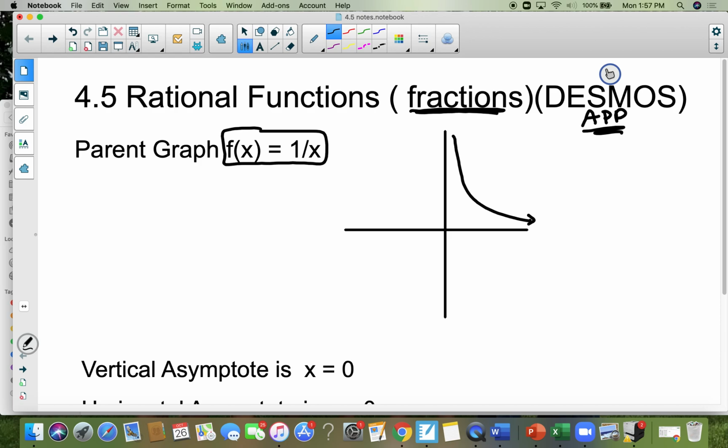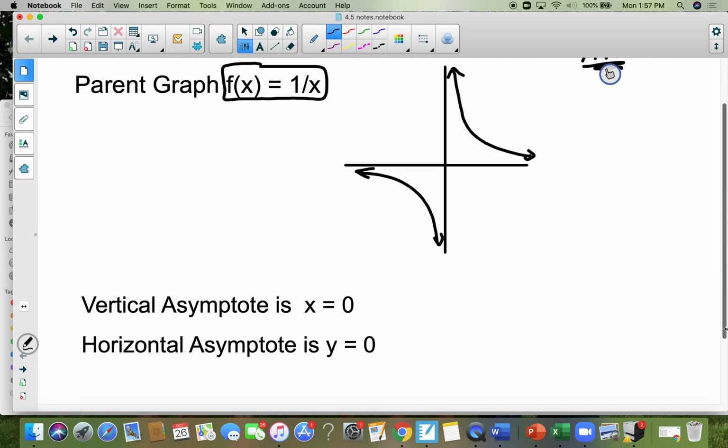It looks like this. Basically the vertical asymptote is x equals 0. Everybody see that right here? It's a vertical line at x equals 0, and on the test, don't forget the x. That means that this line is getting closer and closer and closer to x equals 0, but it won't touch it. There's also a horizontal asymptote at y equals 0. And you can see that they get closer and closer and closer, but they don't touch it.